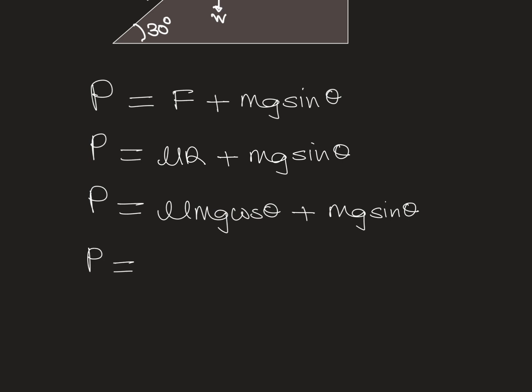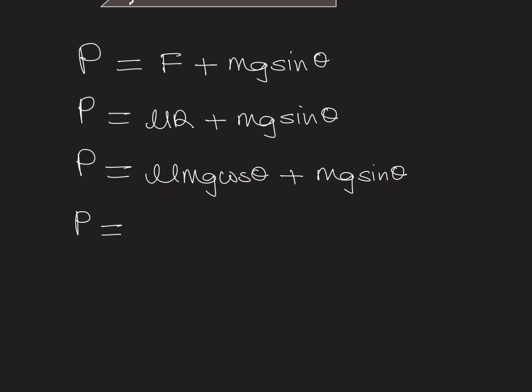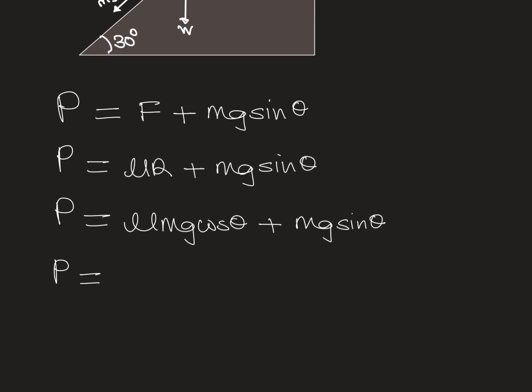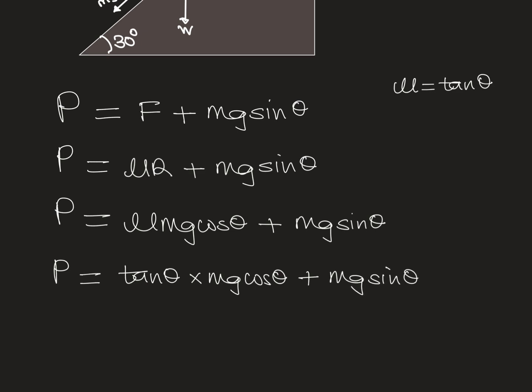So P will be equal to mu. We don't know mu, but we know that the body is in limiting equilibrium, and we've said that mu is equal to tan theta. We have proven that in our first video. So therefore, we're going to substitute tan theta in the place of mu. So we're going to have tan theta multiplied by mg cos theta, then plus mg sine theta.